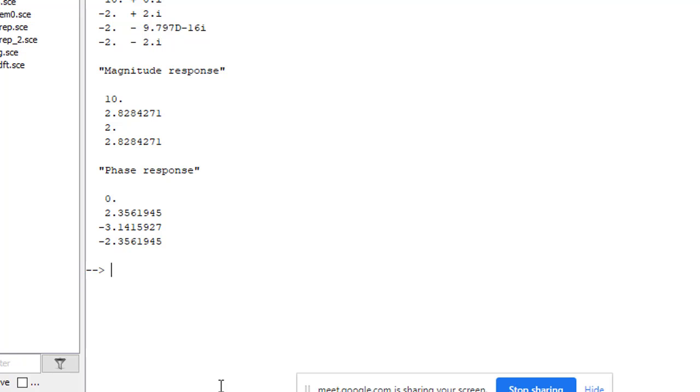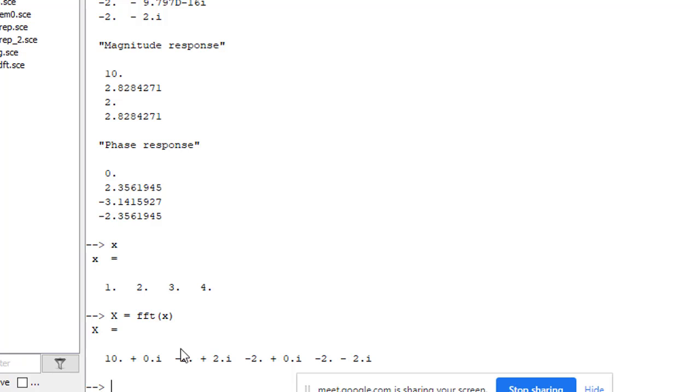Basically, if I have a sequence x, which is 1, 2, 3, 4, and if I want to find its 4-point DFT, it is just capital X is equal to FFT of small letter x. So the time domain sequence x of n has to be passed inside the FFT algorithm so that I get the frequency domain signal X of k. If I hit enter, I should get 10, minus 2 plus 2j, minus 2, and minus 2 minus 2j.